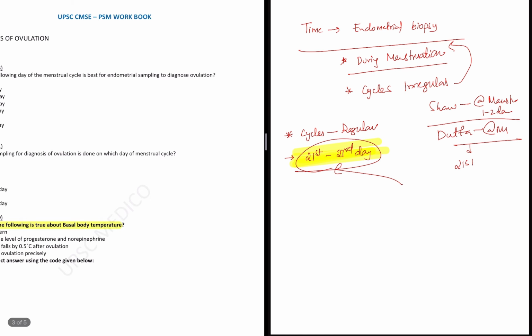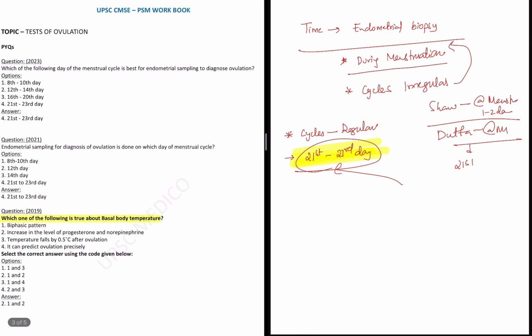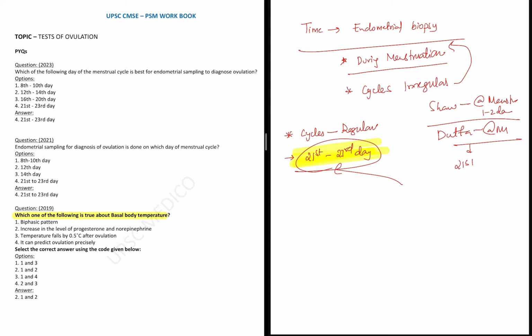So based on this simple fact, they asked two questions. Look at this slide: which of the following days of menstrual cycle is best for endometrial sampling to diagnose ovulation? The answer is 21st to 23rd day. The same question got repeated recently in 2023 and also in 2021. Endometrial sampling for diagnosis of ovulation is done on which day of menstrual cycle? It is 21st to 23rd day. What is the controversy here?